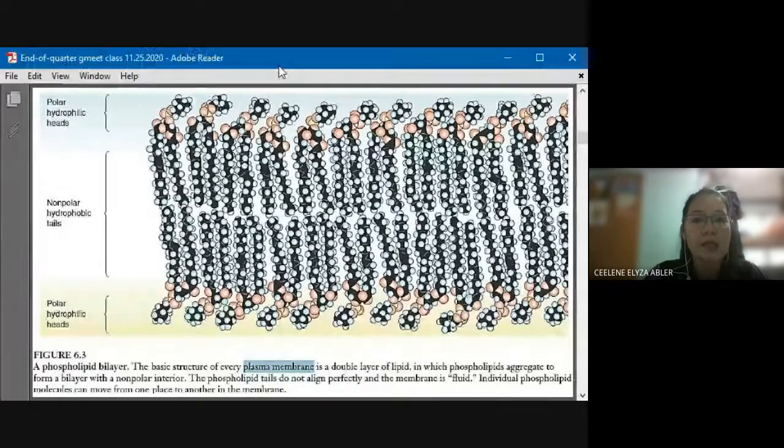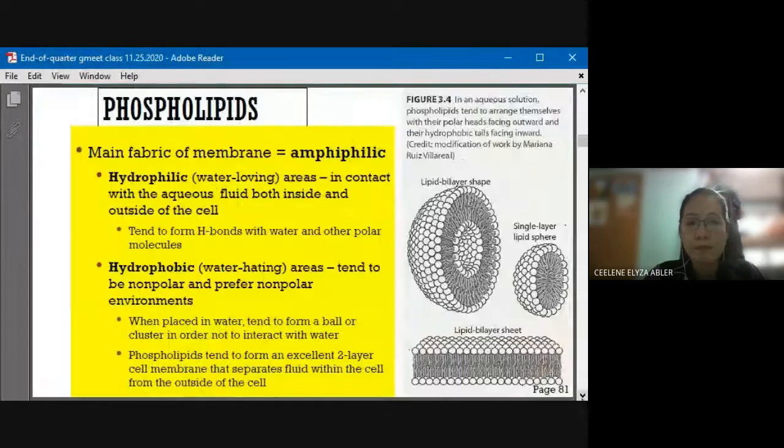Alright? So, let's go now to what shapes the phospholipid can make. Okay. This one, it's just a flat arrangement, what we call a sheet. Okay. Commonly, in your drawings, class, and what you'll see on the internet, it is just a plain sheet.